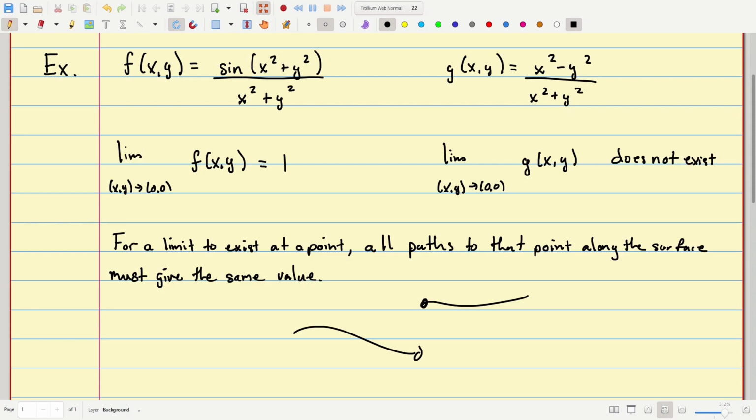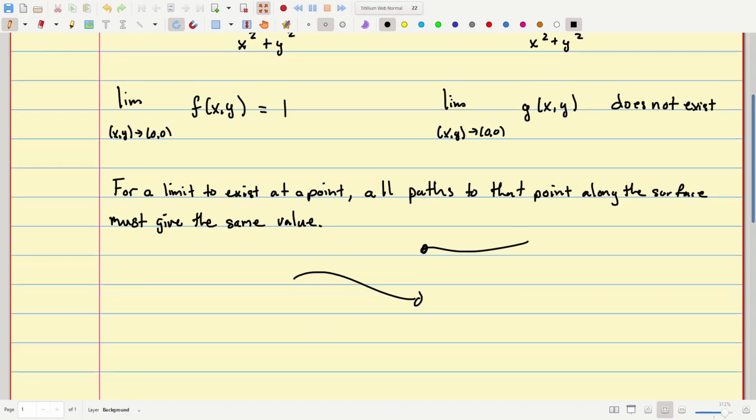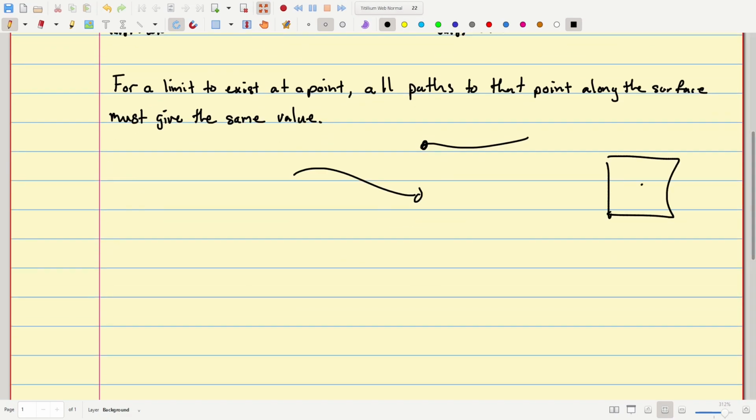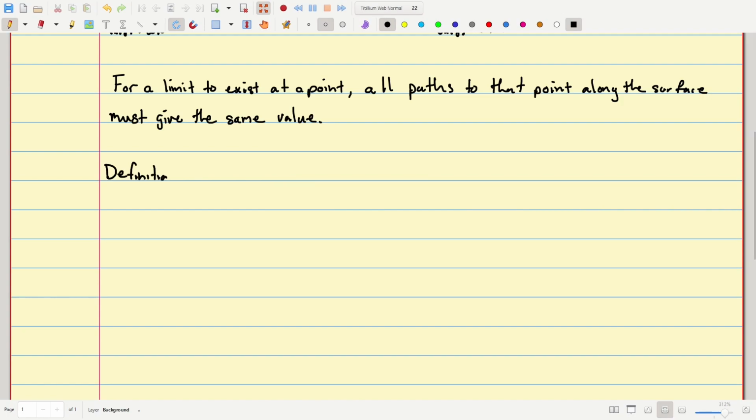Okay? Here, I have a surface and a point in the middle. There are an infinite number of directions that I can come from. No, we're not going to try to test all of them. Okay, we have to have a better way to handle these things than that. But to keep things from being ambiguous, we'll talk about the definition of a limit.